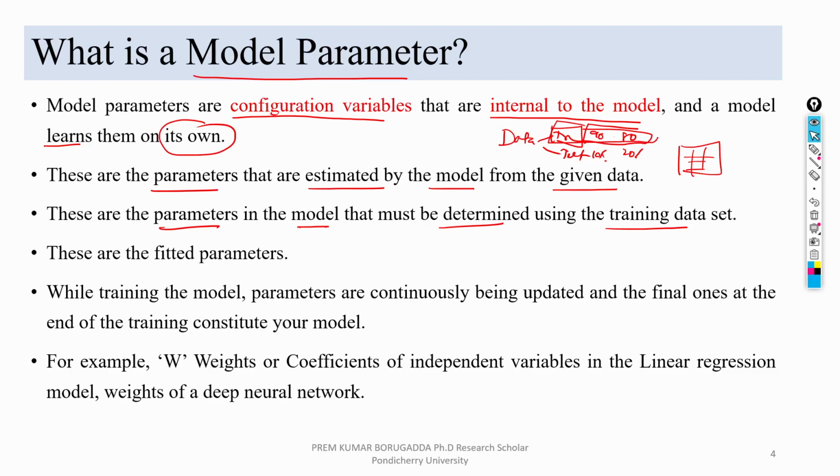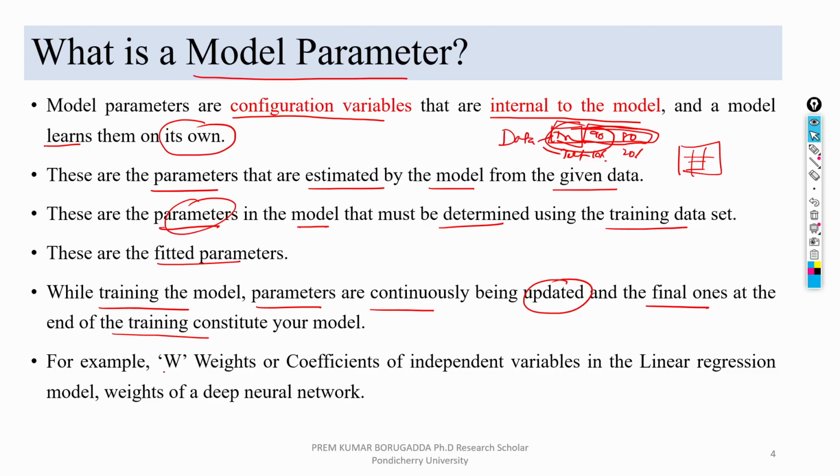On the training data set, we are going to determine the model parameters. These are the fitted parameters. While training the model, parameters are continuously updated, and the final ones at the end of the training constitute your model. So while training our model, the parameters are always updated.